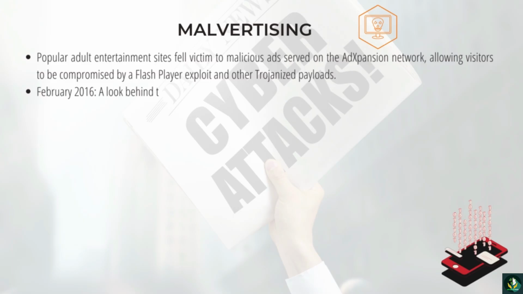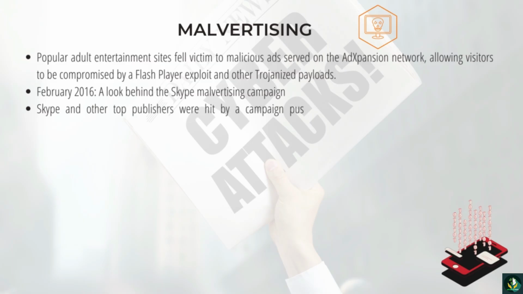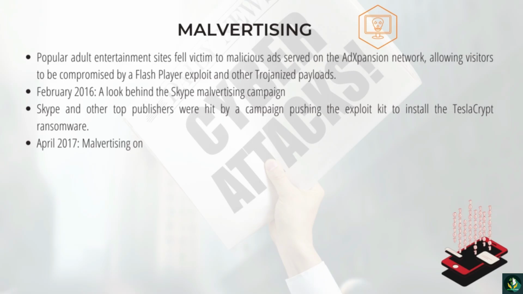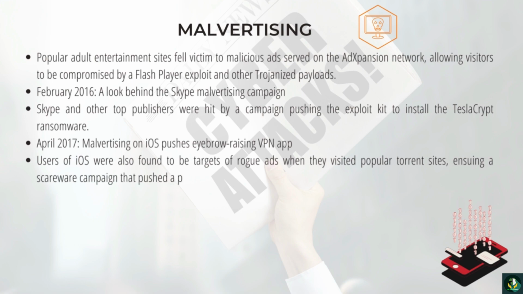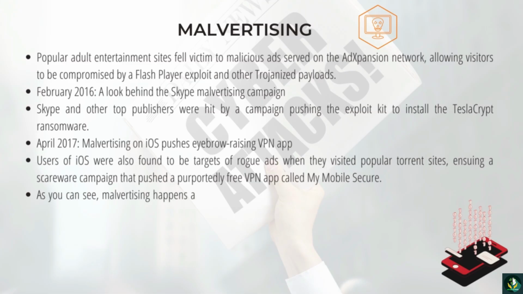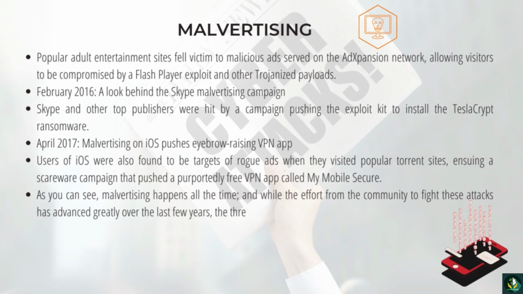February 2016. A look behind the Skype malvertising campaign. Skype and other top publishers were hit by a campaign pushing the exploit kit to install the Tesla Crypt ransomware. April 2017, malvertising on iOS pushes eyebrow-raising VPN app. Users of iOS were also found to be targets of rogue ads when they visited popular torrent sites, ensuing a scareware campaign that pushed a purportedly free VPN app called My Mobile Secure. As you can see, malvertising happens all the time, and while the community's effort to fight these attacks has advanced greatly over the last few years, the threat is far from gone.